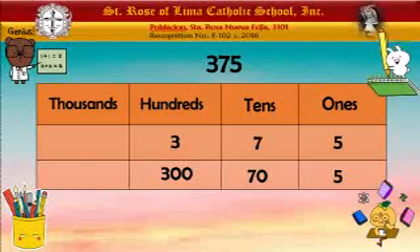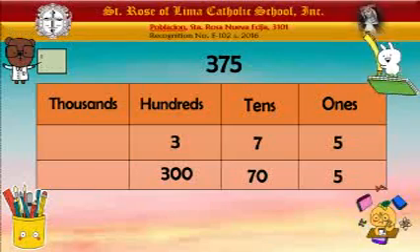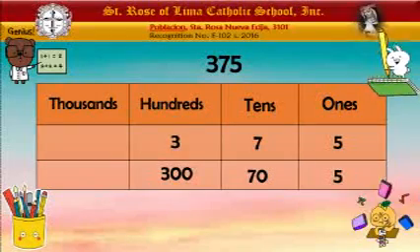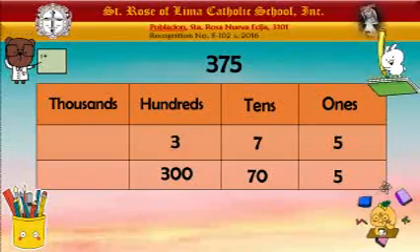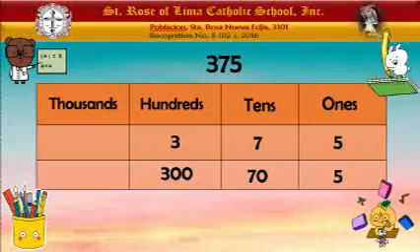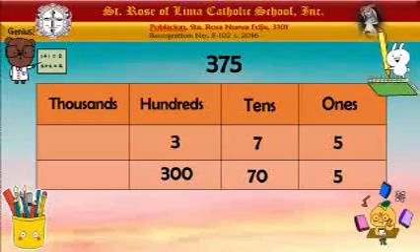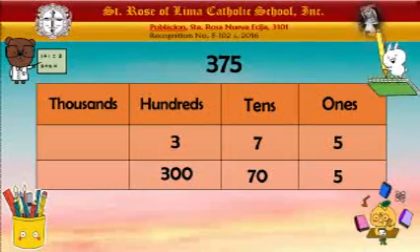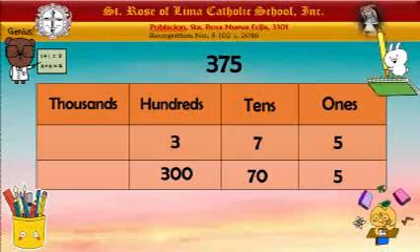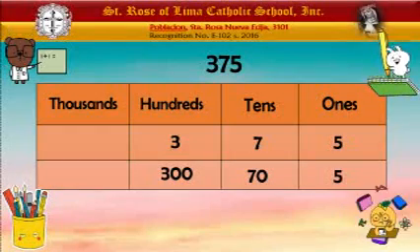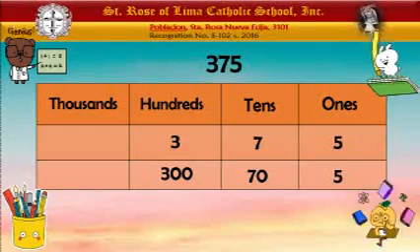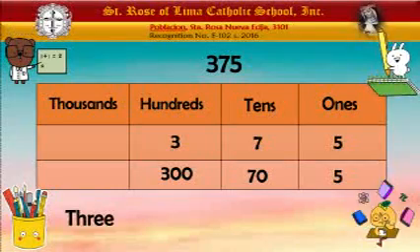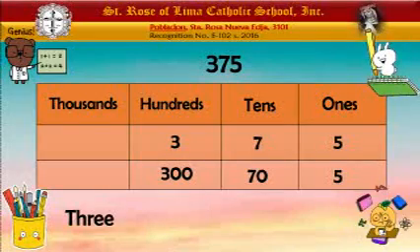Now that we know the value, let us write 375 in words. So look at the value of each number. We read the value of 3 as 300, the value of 7 as 70, and the value of 5 as 5. We use the value to write the numbers in words. Look at the 3. We read this as 300. So let us spell first the 3, and the spelling of 3 is Three, and we write the hundreds.